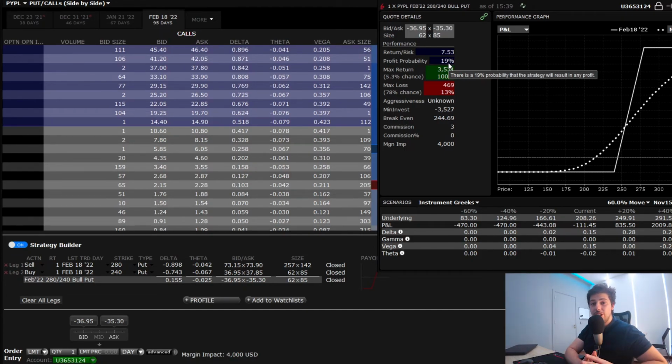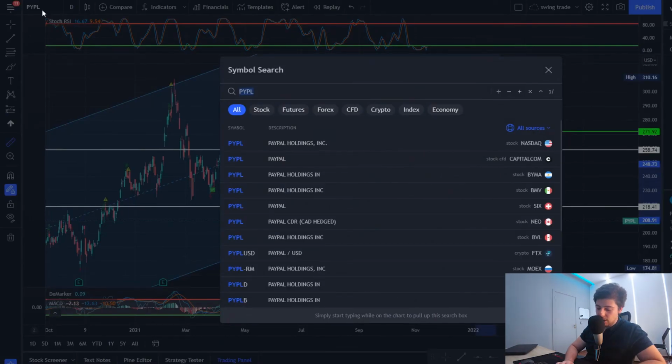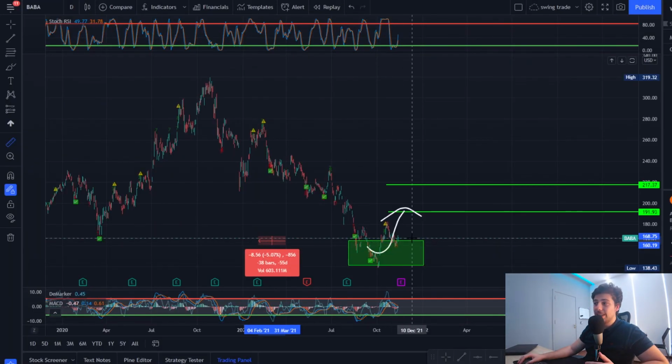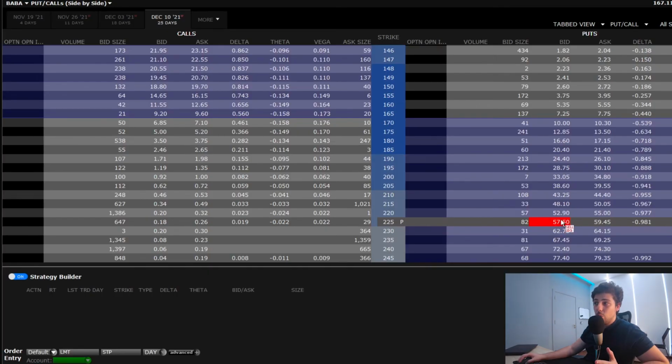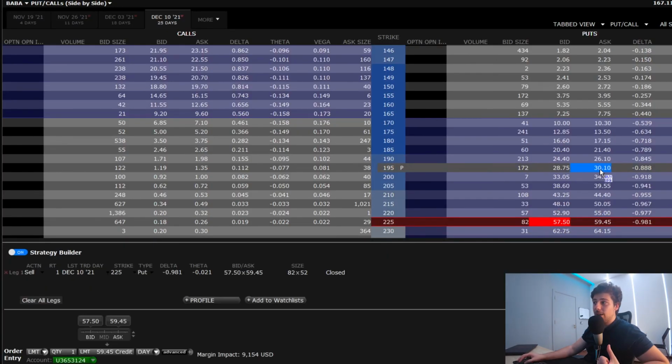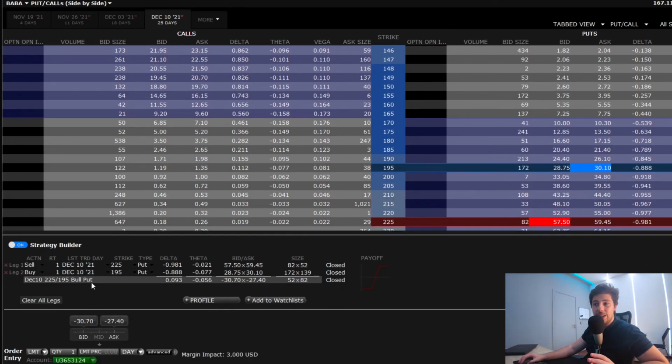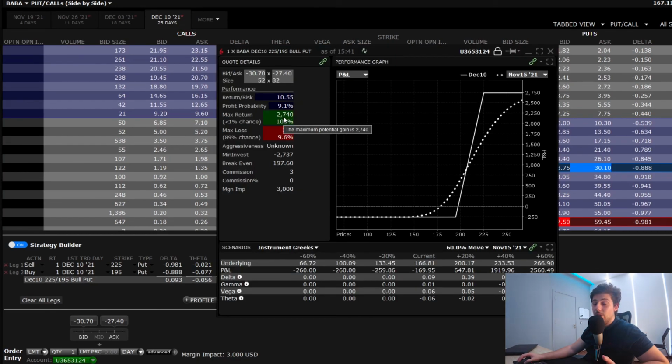This is a good strategy when you're confident where the stock price will end, but there's some risk to it. For example, let's take an example on Alibaba. We know that at this stage it's super undervalued. Let's check the chart of Alibaba. It's currently $168 and we're confident that long term, if there's no news, it can go up to $220. I'm going to sell a 225 put and I'm going to buy back a 195 put. As you can see here, this is a bull put. If we check the profile of this chart, my maximum return is around $3,000 and my maximum loss is just $260. But your win rate is just 10%.